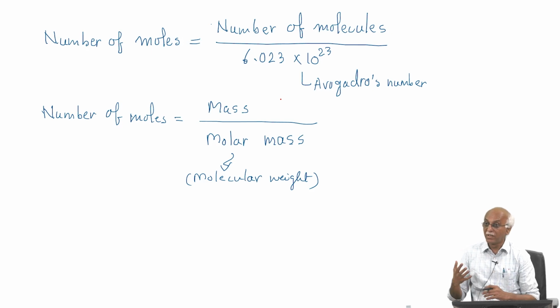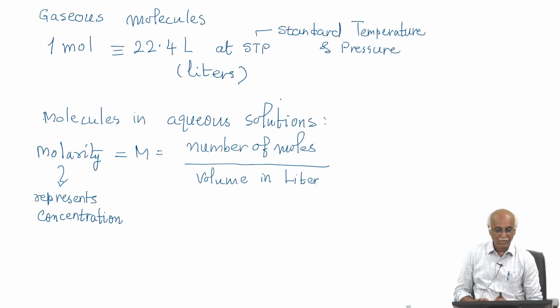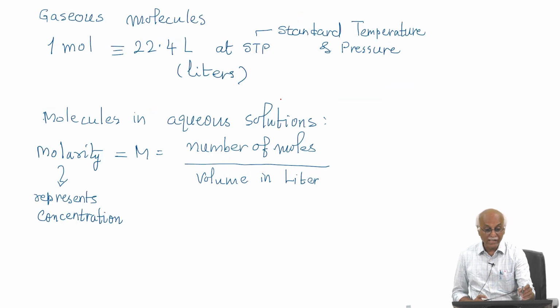What do the number of moles represent? Basically, if x number of moles are there, and we know the molecular weight, we can also derive the mass of that, the molar mass. For gaseous molecules, 1 mole corresponds to 22.4 liters at STP, standard temperature and pressure.